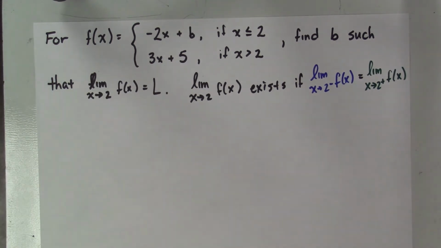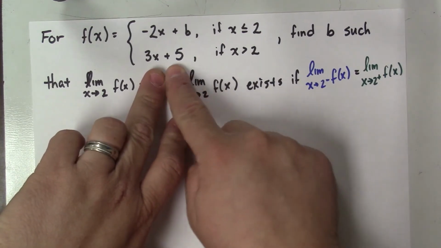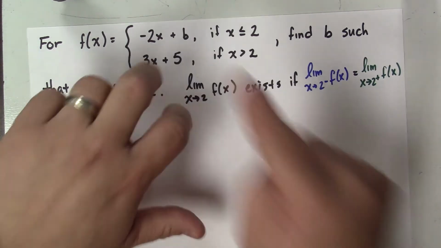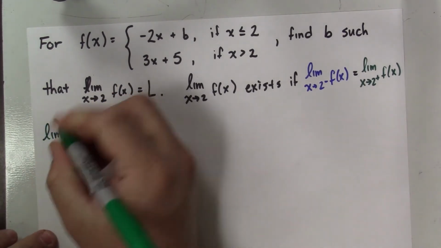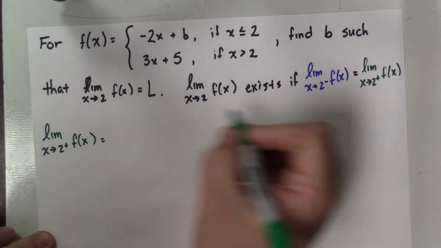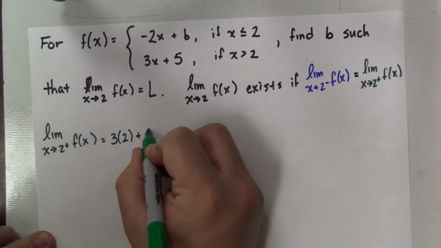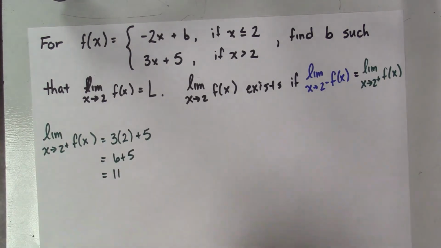For us to do that, we've got to figure out what we know and what we're trying to find. So my first question is, do we know it from the left or from the right? For x greater than 2, I know this value. I'm just going to have to plug in 2. And from the left, I don't know it because that's where the b is. So I'm going to start by solving from the right. The limit as x goes to 2 from the right of f of x is, well, I'm just going to plug in 2, so 3 times 2 plus 5, or 11.